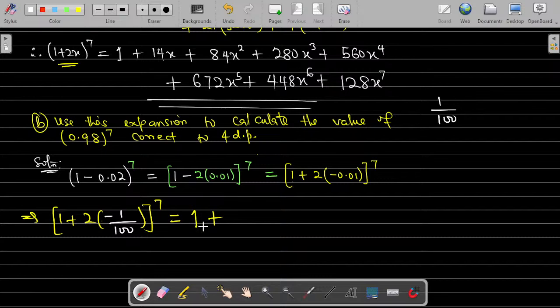Okay, so let's go on. The next one will be 14 times minus 1 over 100. Then plus, what's the next one? 84 times, of course, if the power is even, then the sign will change. So this is going to be 1 over 100 all raised to the power of 2, since the one of 14 is power 1, so this one is power 2.